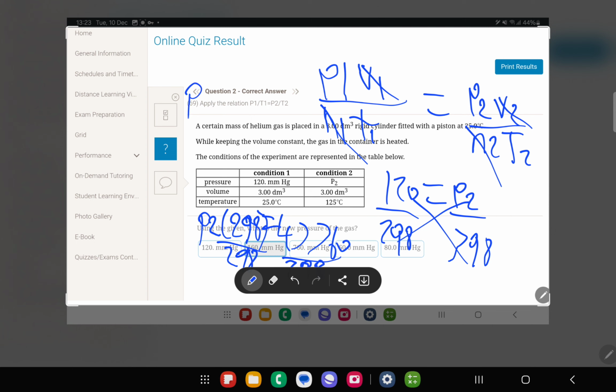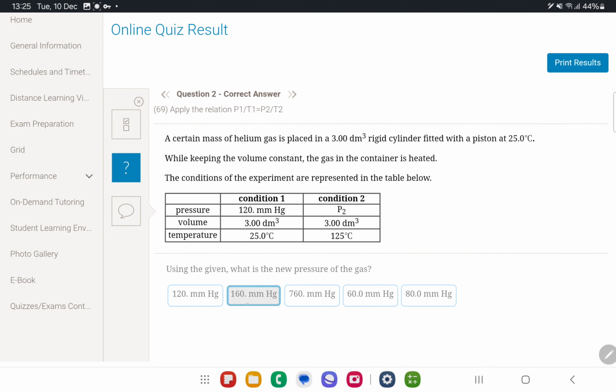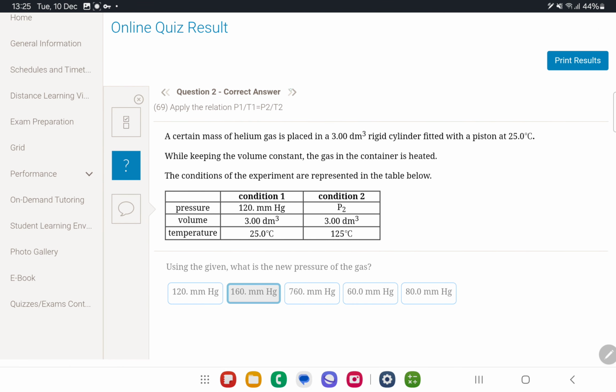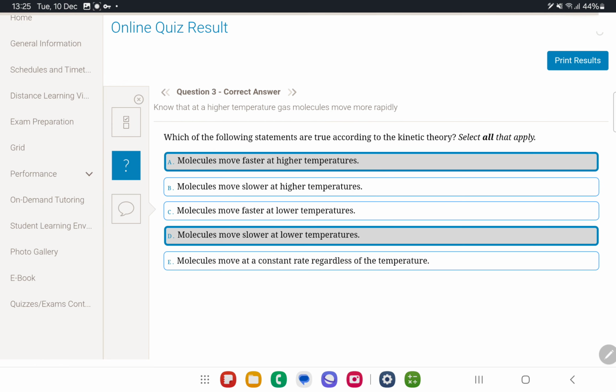We get P2 equals 160, and we can see we have 160 here. Alright, so that's the answer. So don't worry guys, it's easy so far. We just use the same rules and always look at the given before solving.